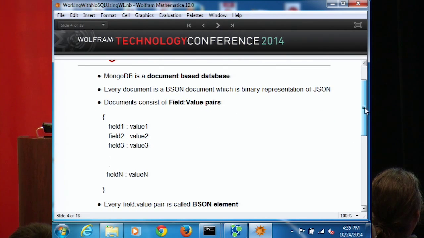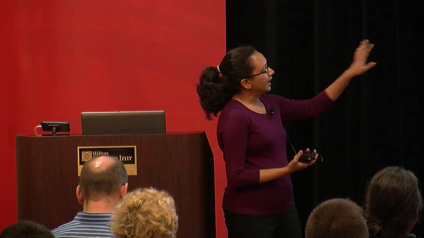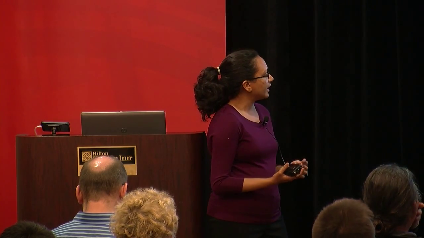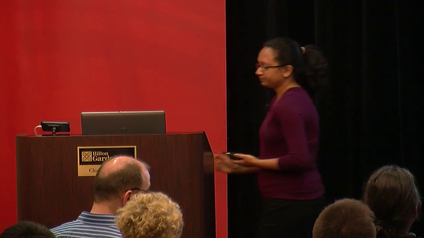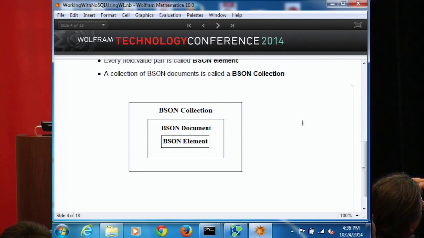So let's go through the first one here, MongoDB. This is a document-based database. Every document consists of elements which are of the form field and value, and this is stored in the documents in the form of binary JSON format. The way databases are represented here is that you have an outer collection, which is nothing but a collection of different documents. And each document has a set of elements which are field and then value.